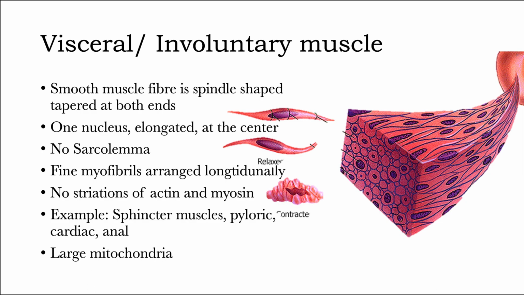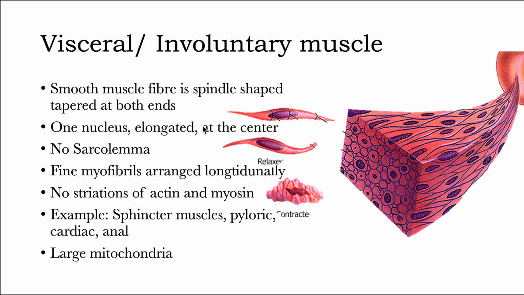Let's talk about the types of muscles and get out of here. The visceral muscles, which we call the involuntary muscles or the smooth muscle fibers, are spindle shaped. This is what I mean by spindle shaped. They look like that. When it is relaxed, it looks neat, spindle shaped, but when it contracts, it takes on a kind of squished up shape.